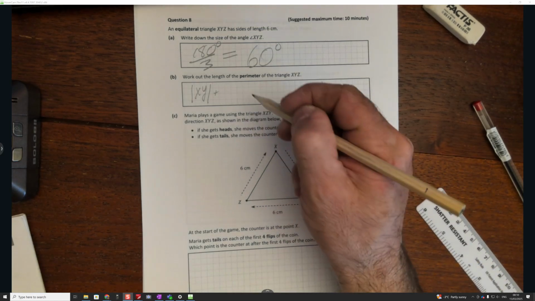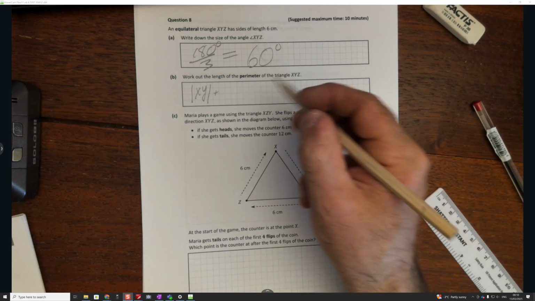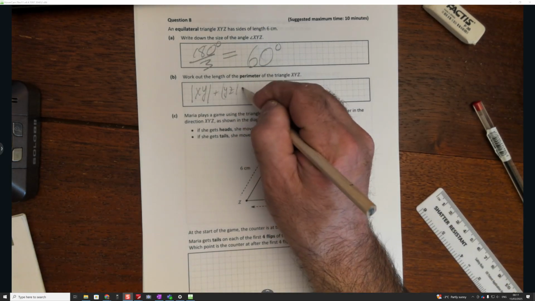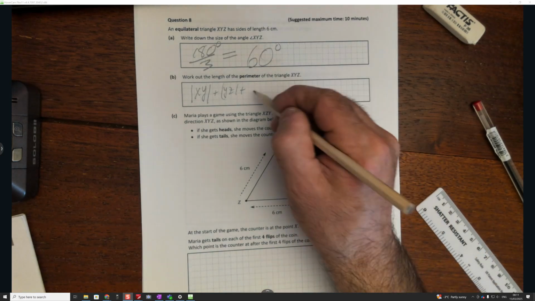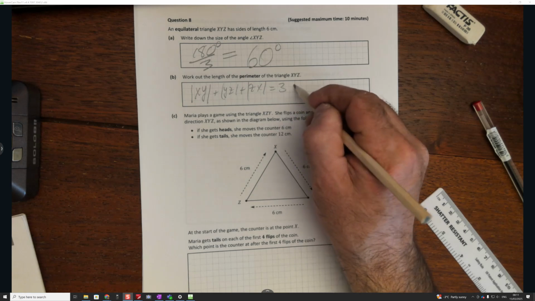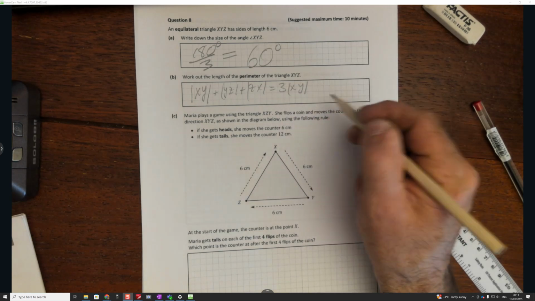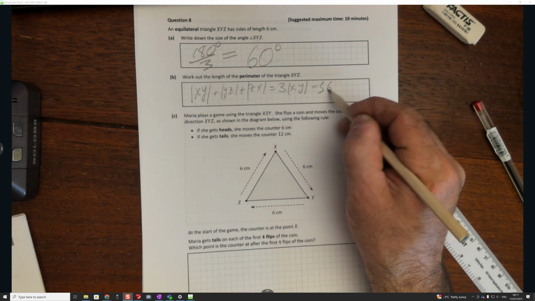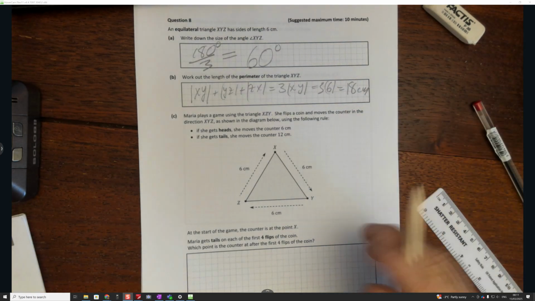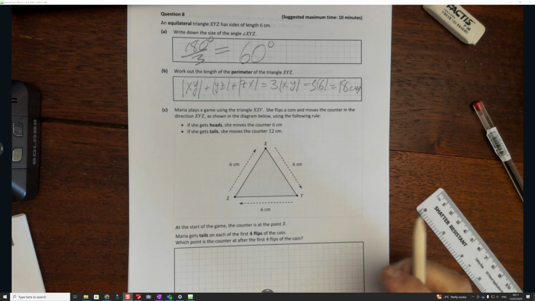Line segment XY, the distance from X to Y, plus distance from Y to Z, plus distance from Z to X, is equal to 3 times the distance from X to Y, because they're all the same, is equal to 3 times 6, which is equal to 18 centimeters.